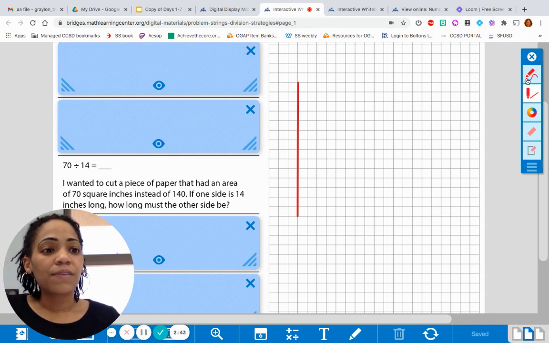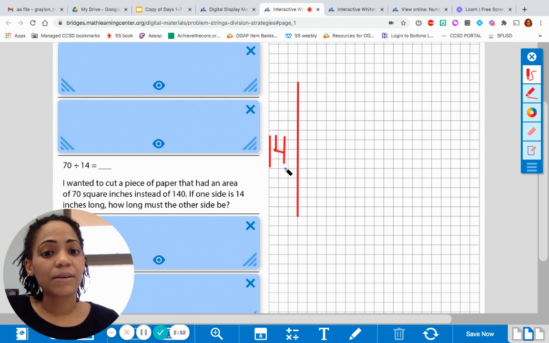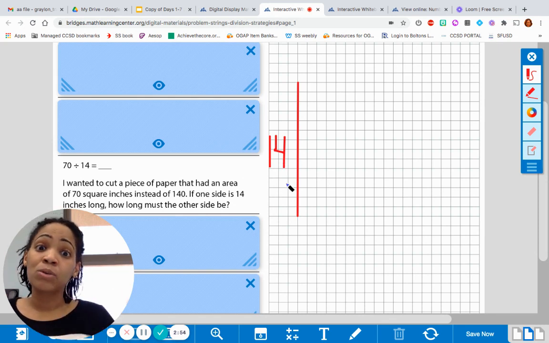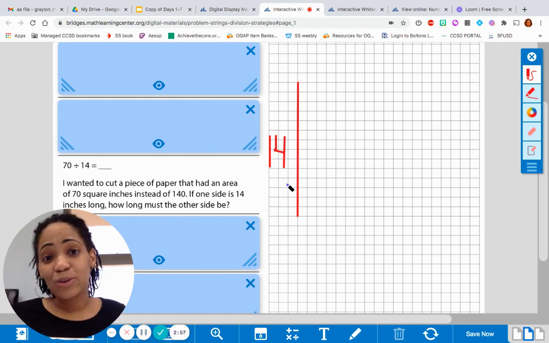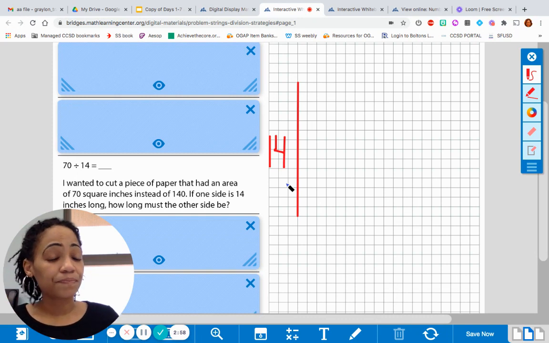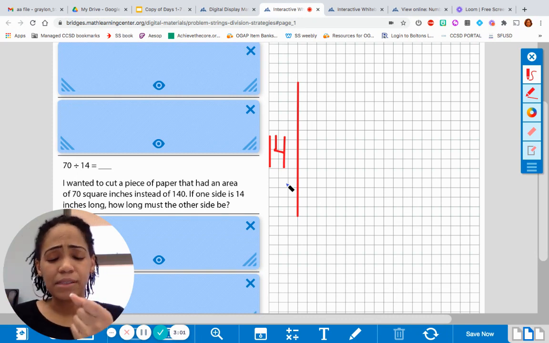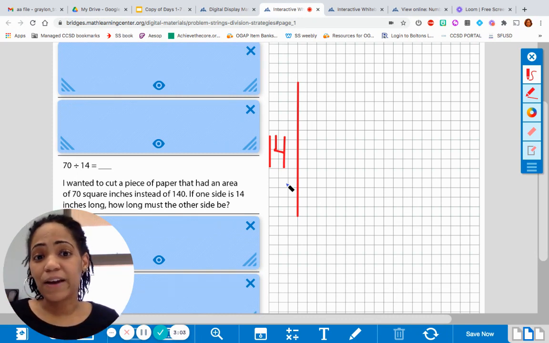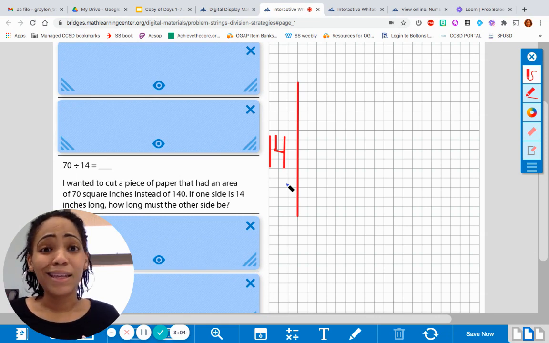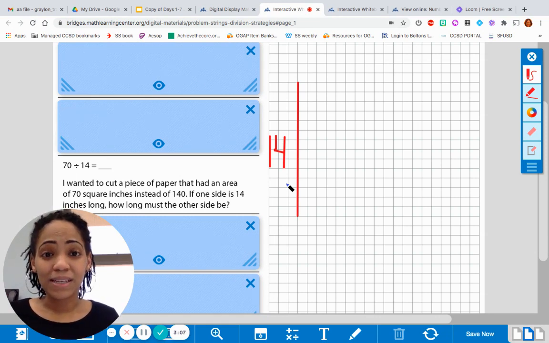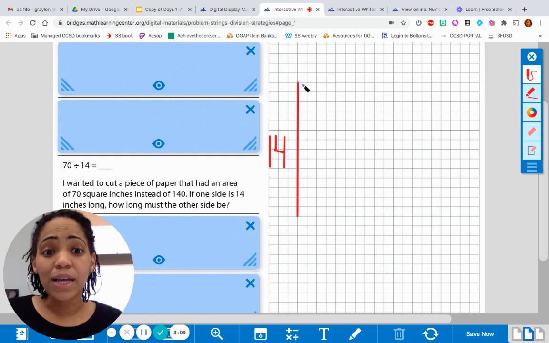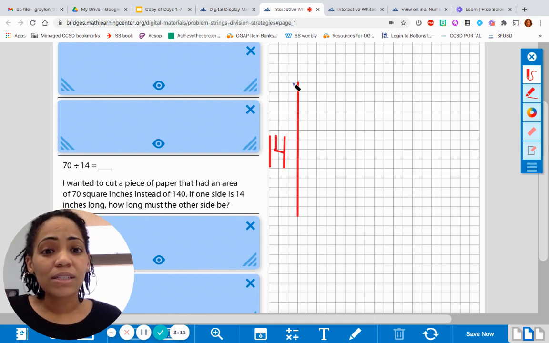So since one of our side lengths is 14, one thing that we could do when we're using the guess and check method is use a known fact that we know, and build up from there. One fact that you guys should know, no matter what the number is, and even if you don't know it right off the top of your head, you should be able to figure it out very quickly. And that is anything times 2, because anything times 2 is that number doubled. So let's just say I did 2 here.